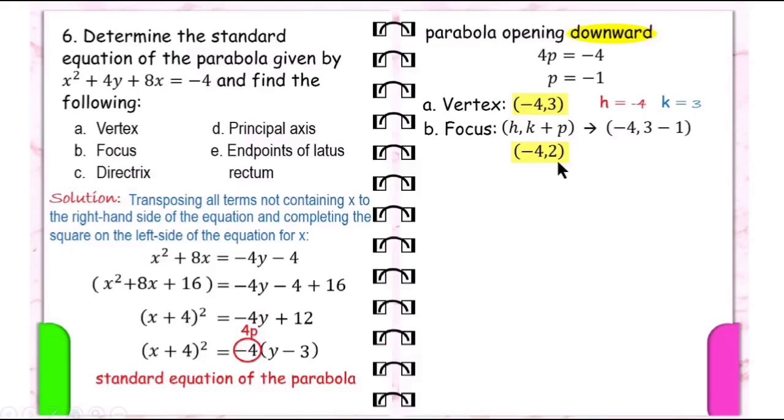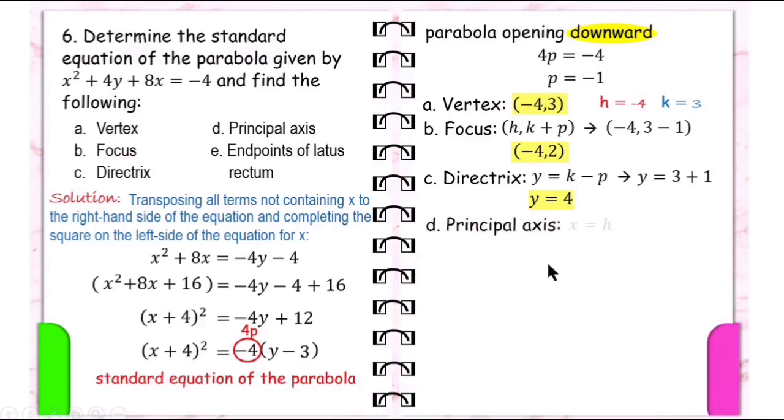Then the directrix, y equals k minus p. K is equal to 3 and p is equal to negative 1. So negative times negative 1 is positive 1, and 3 plus 1 is 4. Therefore, the equation of directrix is y equals 4. On the other hand, the principal axis is x equals h, or x equals negative 4.